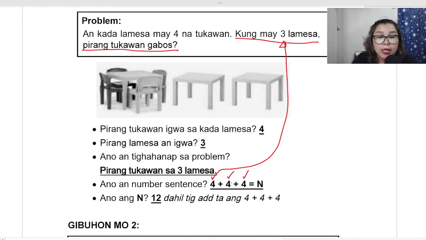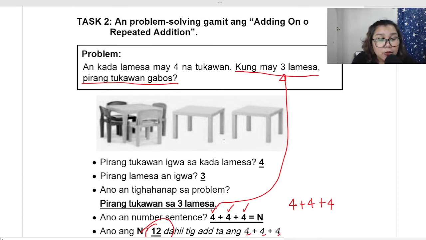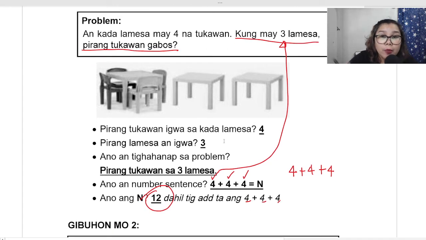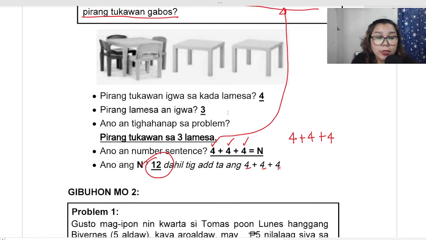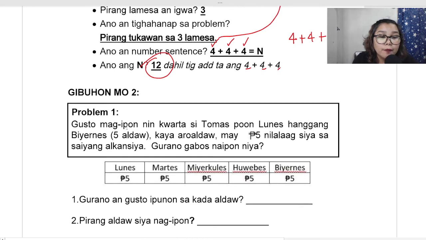And then, what do we do? Before we proceed with the last question, we need to add them. So, 4 plus 4 plus 4. 4, 5, 6, 7, 8. Plus 4, 9, 10, 11, 12. That's why we have the answer. What is N? 12. So, why did we arrive at 12? Because we added 4 plus 4 plus 4. That's what we call repeated addition. The same addends are used, repeated, maybe 2 times, 3 times, or more. Okay, this is what you have to do for Task 2, problem 1.